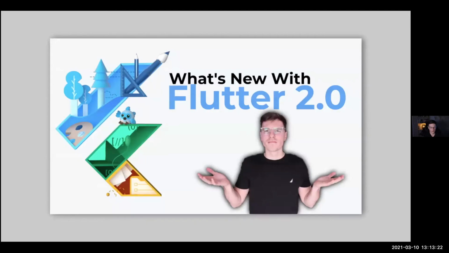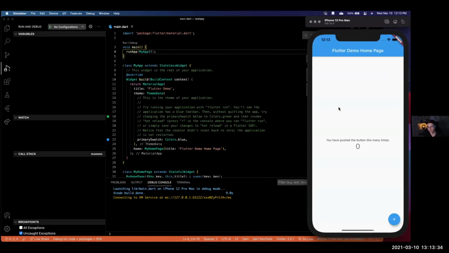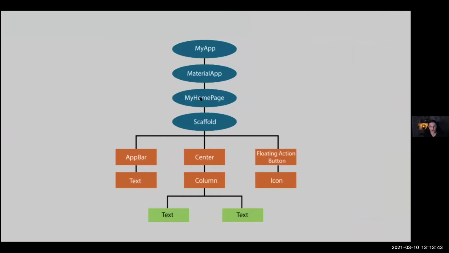This is the widget tree for the starter app. So this starter app, let me actually show you what it is first. This is what it looks like. You have a screen and you can press the button as many times as you like. And this is the whole widget tree for that app.